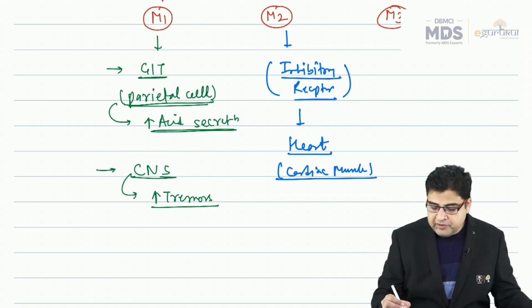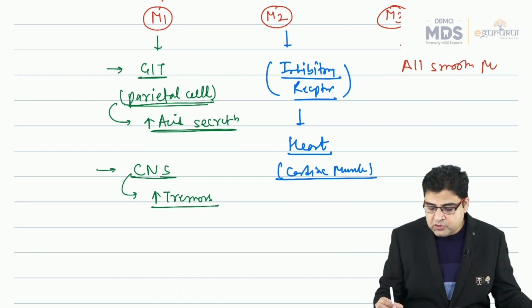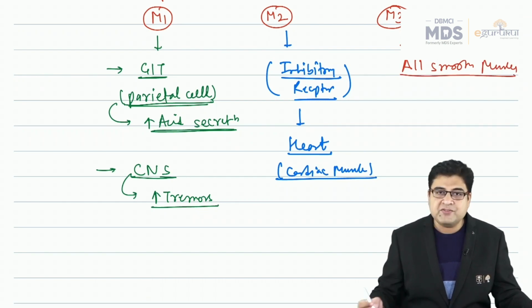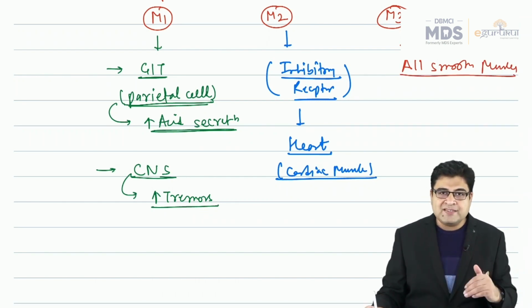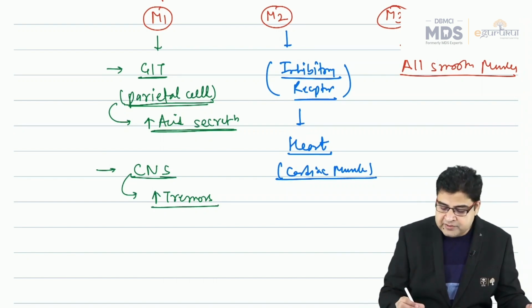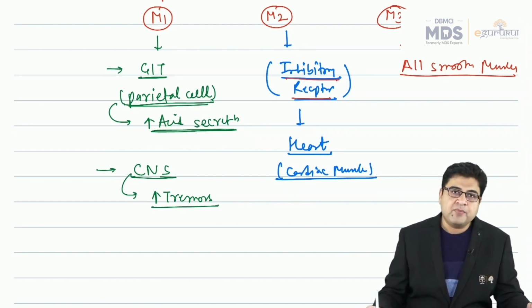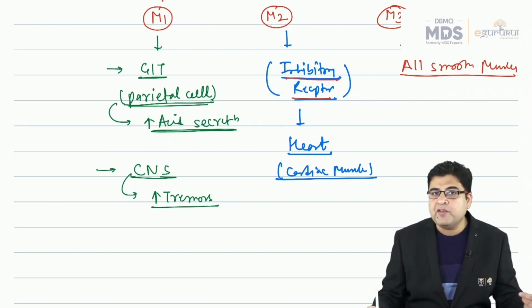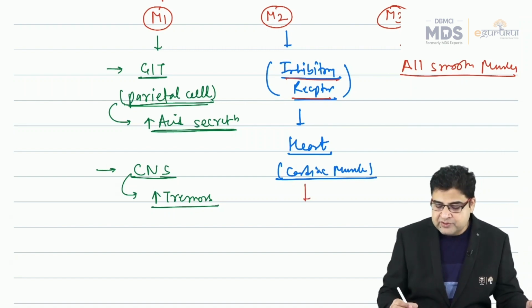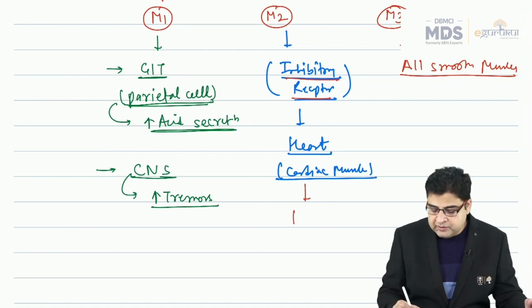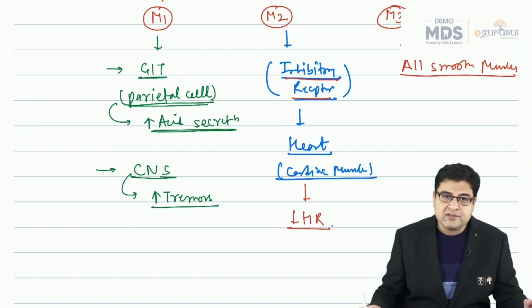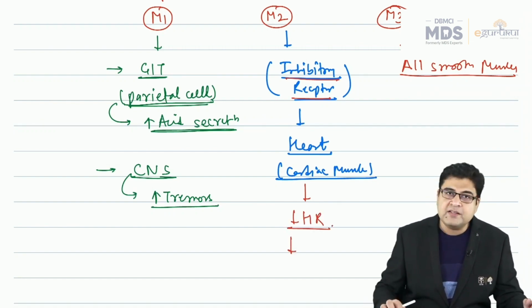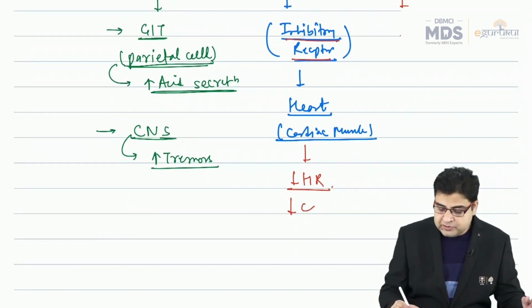So where do we have the presence of muscarinic 3? In all smooth muscles of the body. All smooth muscles have muscarinic 3, but on cardiac muscles we have muscarinic 2, which is a type of inhibitory receptor. Whenever the muscarinic 2 receptor is stimulated, it is going to decrease the heart rate. It is also going to decrease the conduction in the heart.